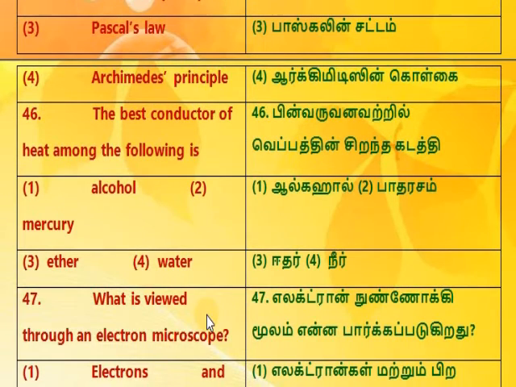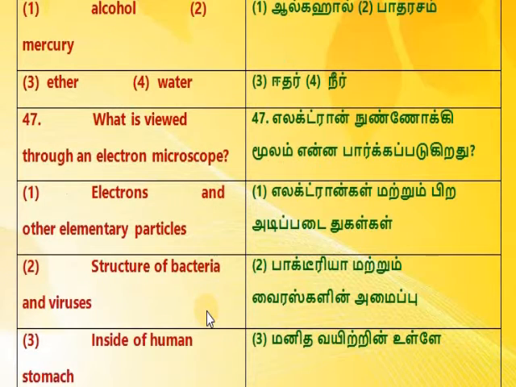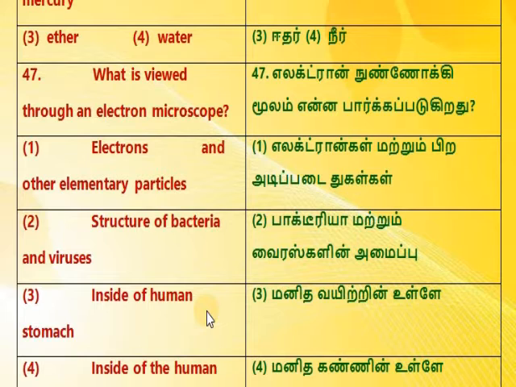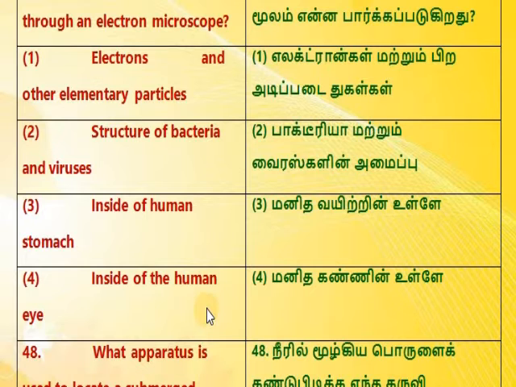46. The best conductor of heat among the following is: 1. Alcohol, 2. Mercury, 3. Ether, 4. Water. 47. What is viewed through an electron microscope? 1. Electrons and other elementary particles, 2. Structure of bacteria and viruses, 3. Inside of human stomach, 4. Inside of the human eye.